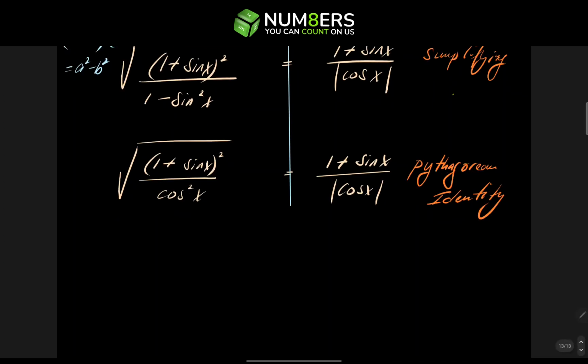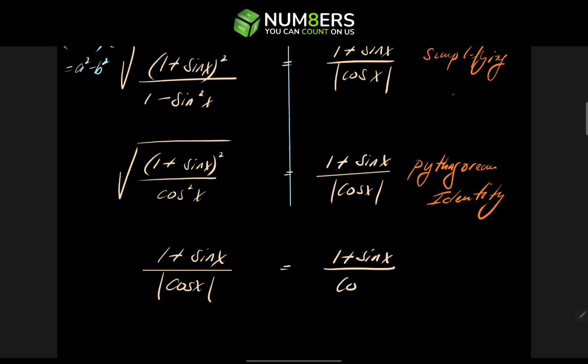And for the final step, we're just going to take the square root. So the square root of 1 plus sine x squared is just 1 plus sine of x divided by the square root of cosine squared, which is just cosine of x, but we put absolute value because you want it to be positive. And that's equal to 1 plus sine of x all over cosine of x with the absolute value. And that's just simplifying because we took the square root and we write simplifying.